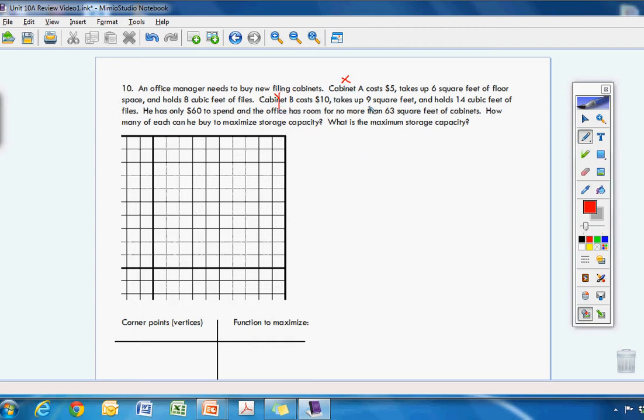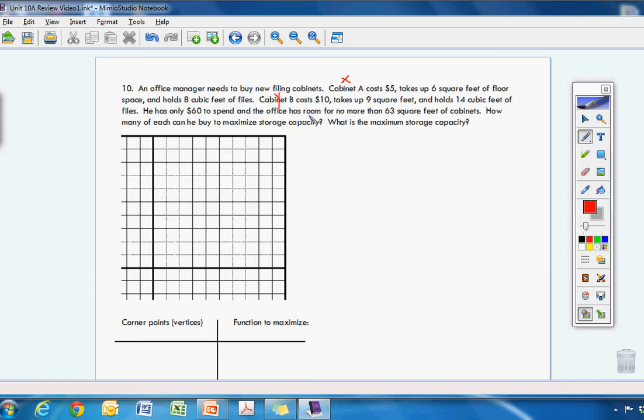So once you read through this problem, you'll see that the cabinet costs a certain amount. It takes up a certain amount of square footage on the floor, and it can hold a certain amount of cubic feet of files. Cabinet B has a few differences, and your office manager only has $60 to spend, so dealing with price.